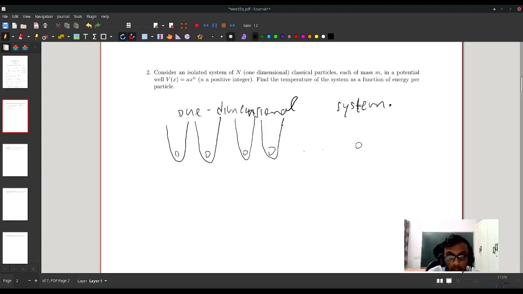Yeah, so you might have looked at something like this in what is called a classical solid, an ideal classical solid. There, the particles are trapped in harmonic potential wells, but here the potential wells have a different shape. Of course, they are still wells in the sense that V of x goes to infinity for mod x going to infinity.